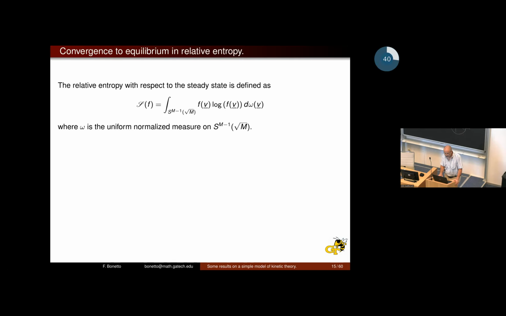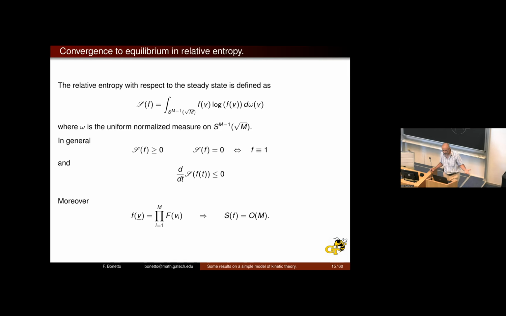But a more interesting quantity is the entropy, or I should say the relative entropy, because I will call it entropy from time to time, but it's wrong. This has the wrong sign, so physicists will complain about this. But with respect to the uniform distribution, this is the entropy. A standard convexity argument tells you that the entropy is positive, is zero only if F is the uniform distribution, and that the derivative of the entropy is less than or equal to zero. And moreover, if you have a product state, the entropy is order N. That is not order one like you would like, but it's still better than order C to the N.